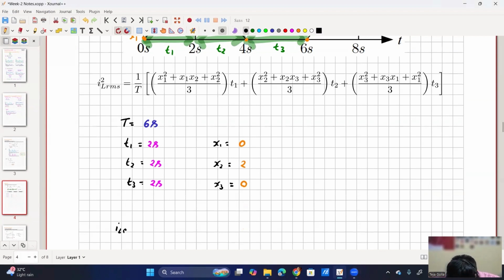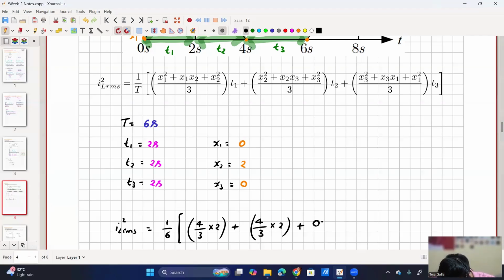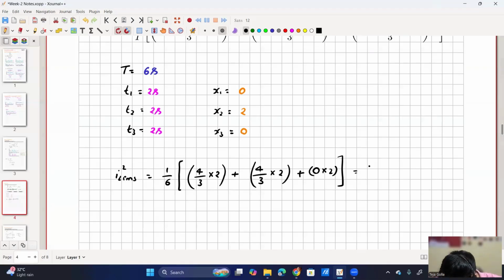So I_L RMS square is equal to time period, 1 by 6. Then x1 square is 0. x2 square will be 4 by 3 into time period, which is 2, plus the same x2 square is 4, and x3 square is 0. 4 by 3 into time period, again 2. Here all are 0, so it doesn't matter. 0 into 2. So I'll get 8 by 3 plus 8 by 3. So 1 by 6 into 8 by 3 plus 8 by 3 is 16 by 3. So it will be 8 by 9, right?